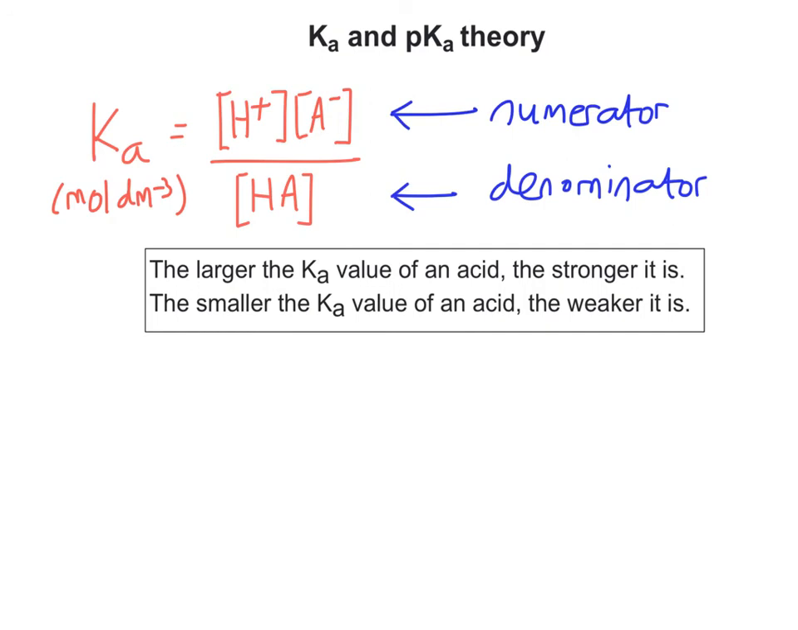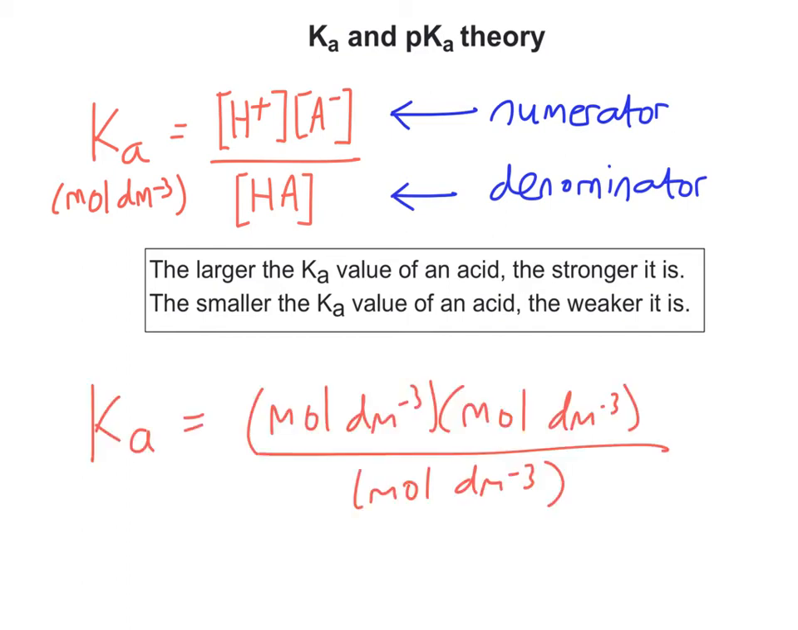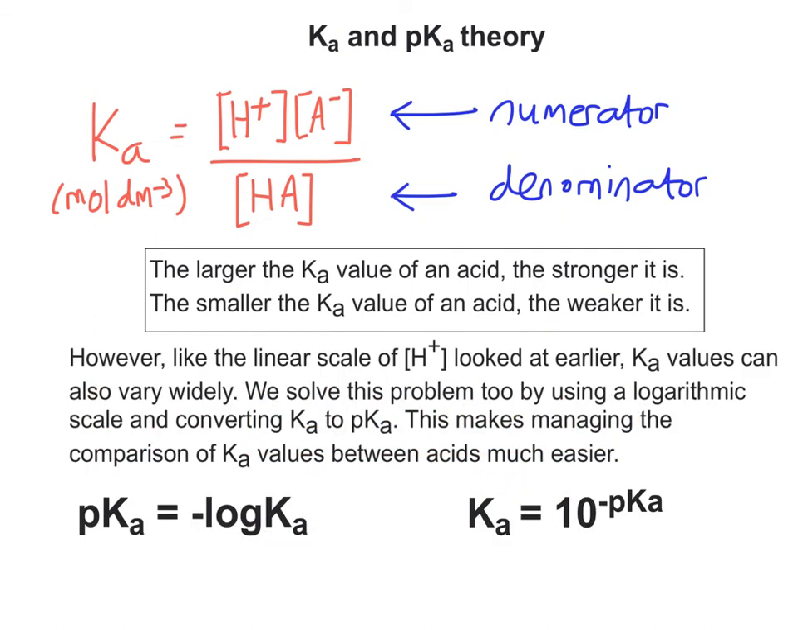And the Ka value is always given as moles per decimeter to the minus 3. And this can be easily proven by doing some cancelling of units, like so, which leaves us with moles per decimeter to the minus 3. So just like the linear scale of H plus concentration looked at earlier when we were looking at pH, Ka values can also vary widely in terms of order of magnitude, so 10 to the minus 8 or 10 to the minus 4 or 10 to the minus 6 for example. And we get around this problem as well by using a logarithmic conversion. And the mathematics is exactly the same. So pKa is minus log Ka, and to get the Ka value from a pKa value, the reverse, is 10 to the minus pKa.